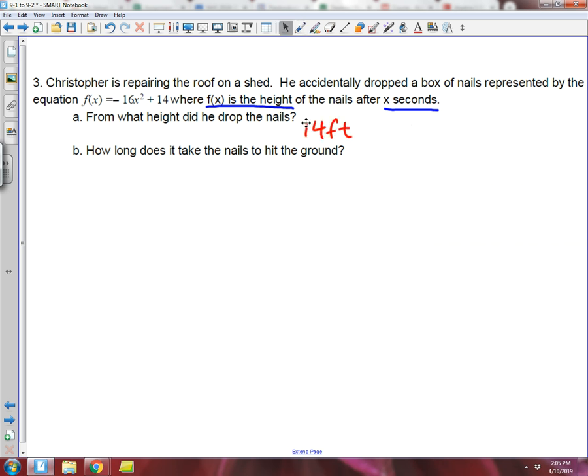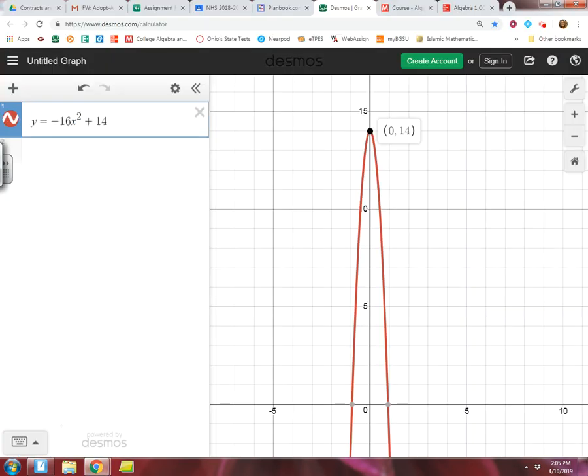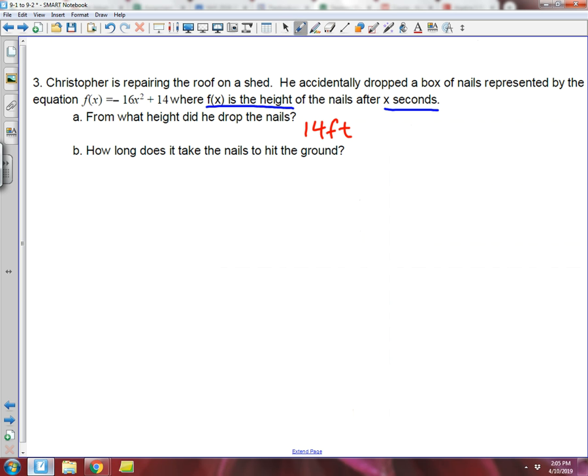How long does it take the nails to hit the ground? How many? 0.9 seconds. This x-axis right here is like the ground. So it's going to be 0.9 seconds. Does anybody have any questions on that? Okay, one more.